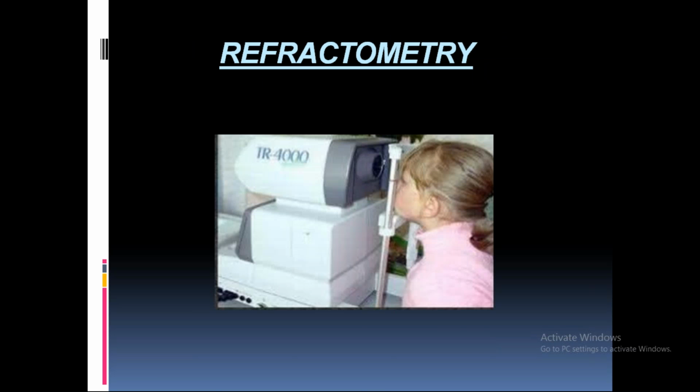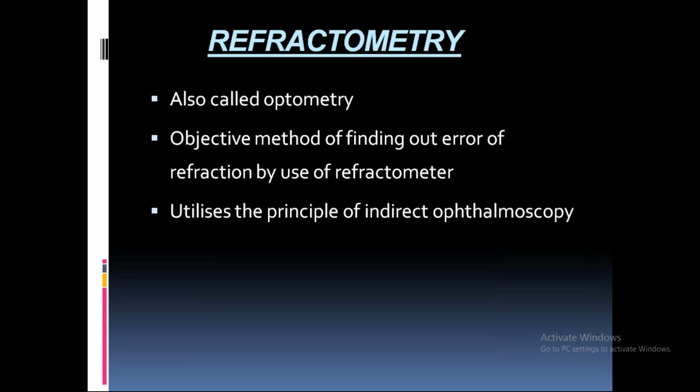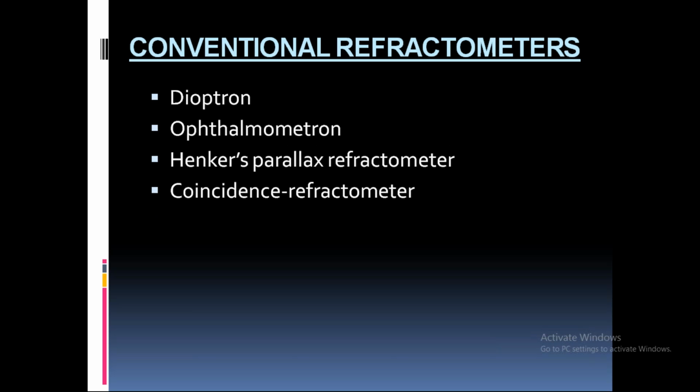This is a picture of an autorefractometer, computerized eye testing. Refractometry, also called optometry, is an objective method of finding out the error of refraction. It utilizes the principle of indirect ophthalmoscopy. Conventional refractometers: Dioptron, Ophthalmometron, Hartinger's parallax refractometer, coincidence refractometer. These are the various types of refractometer.